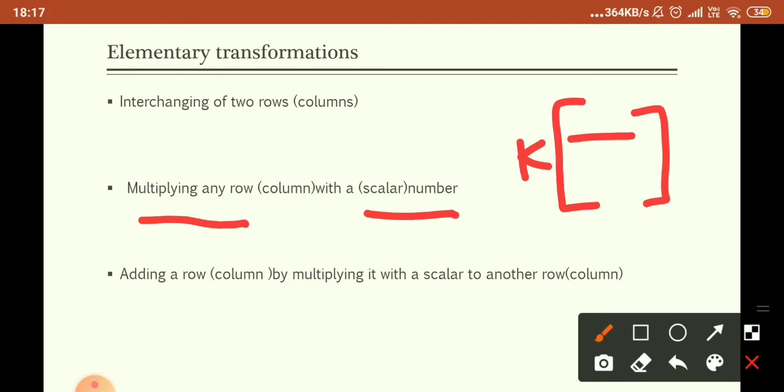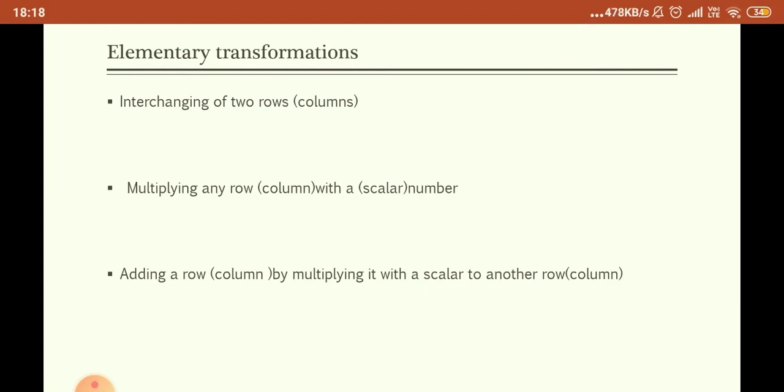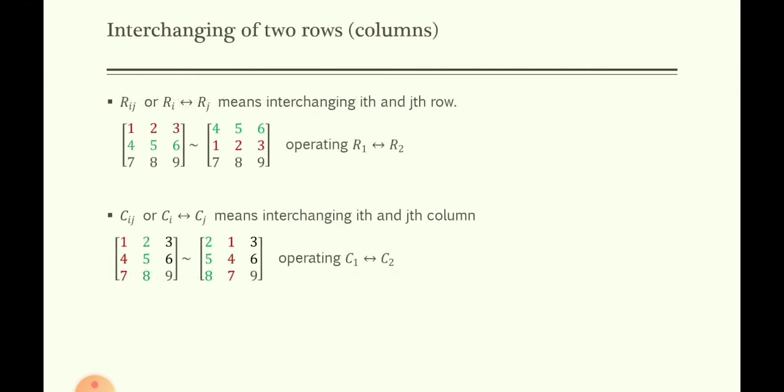Similarly, the third property is adding a row multiplied with a scalar to another row. If we multiply one row with some number k and add it to another row, the new matrix will have the same rank as the original one. So these are the three elementary transformations. They can be used on rows or on columns according to our convenience. Now let us see each of the transformations one by one.